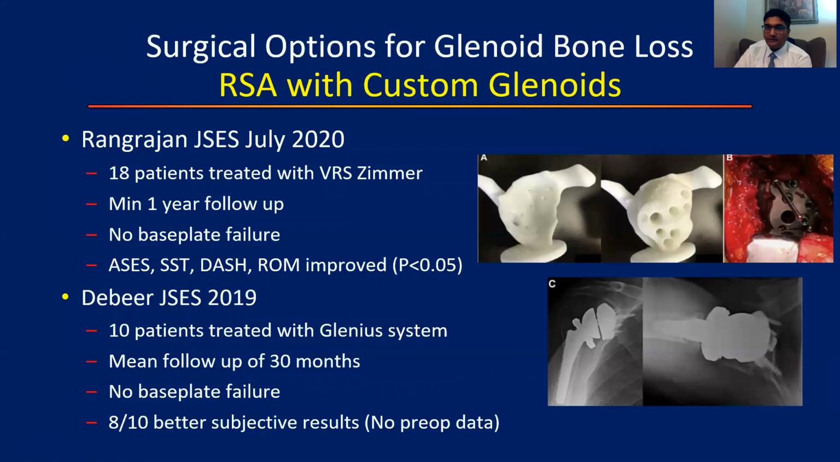If the glenoid bone loss is extremely severe, then surgeons may have to consider the possibility of custom glenoids. Just a word that these prostheses are very expensive, and there are just 2 studies, with a very limited number of patients, looking at the clinical results with this prosthesis. Rangarajan et al. looked at 18 patients who had a minimum of just 1-year follow-up, did not find any base plate failure, and the clinical, functional, and range of motion results improved in the patients. Similar results were found by Debeer et al., who looked at 10 patients.